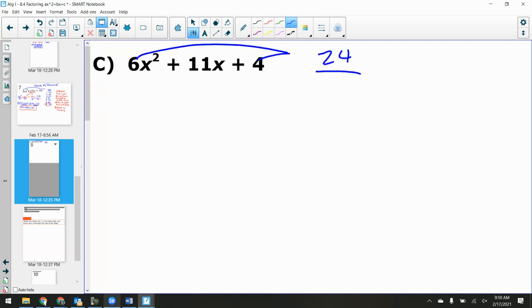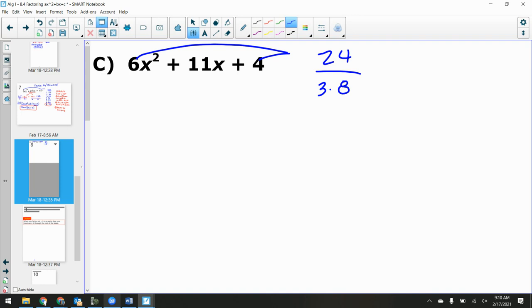Okay, can anybody tell me right away what are the factors of 24 that add to get to 11? Elena? 8 and 3. Very good. 8 and 3. I always like to go smaller than bigger, so I'm going to say 3 times 8. It wouldn't matter if you flip the order of that, though, just so you guys know. It wouldn't matter if you did 8 times 3.